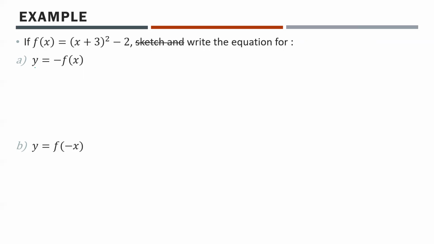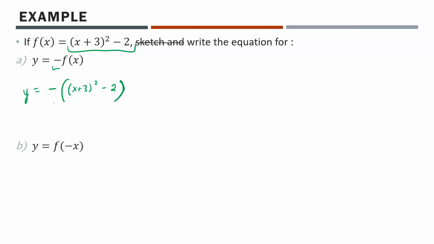So this first one here says y equals negative f of x. That just means you take all of f of x and you multiply it by -1. That's it. That's all you got to do. So we literally can just write y equals negative, and then in big brackets here, (x plus 3) squared minus 2. Maybe I'll make those brackets bigger there to make it match. That's honestly all you have to do.